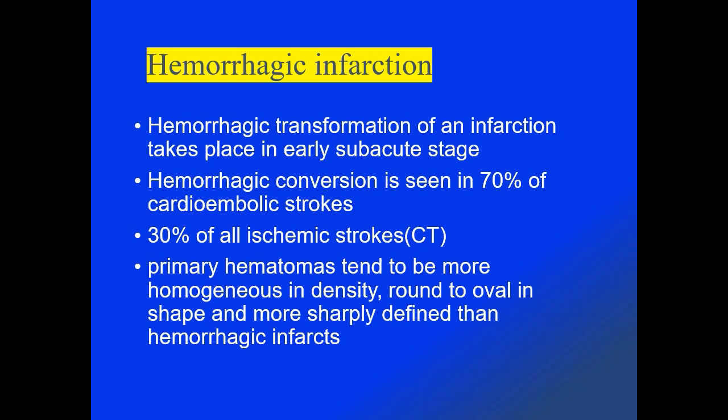Primary hematomas, as we've seen with hypertensive hemorrhages, tend to be more homogeneous in density, round to oval in shape, and more sharply defined than hemorrhagic infarcts, which tend to be more heterogeneous and irregularly shaped.